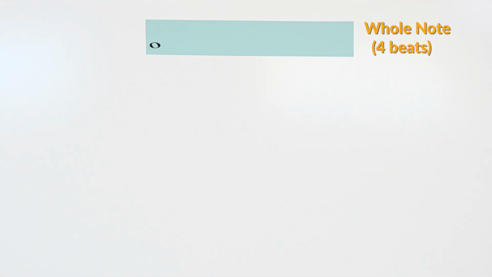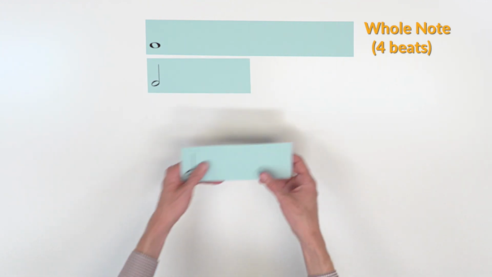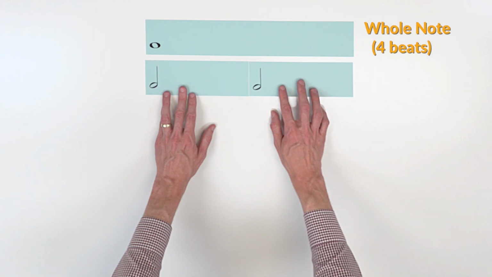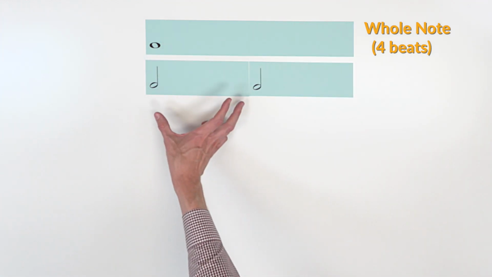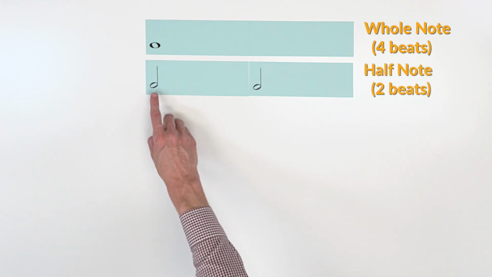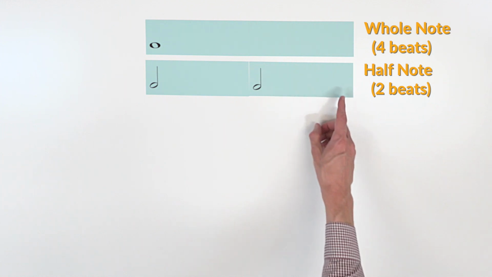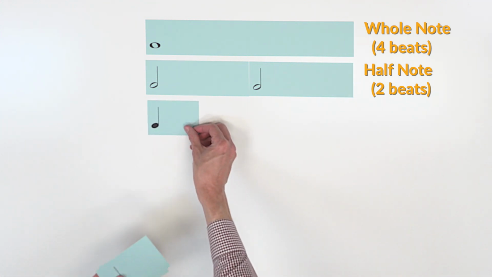But what if we took the whole note and cut it in half? Then we'd get 2 half notes. If a whole note is worth 4 beats, how many beats is each half note worth? If you said 2, you're correct. Now, what if you took a half note and cut it in half? That would give you quarter notes.